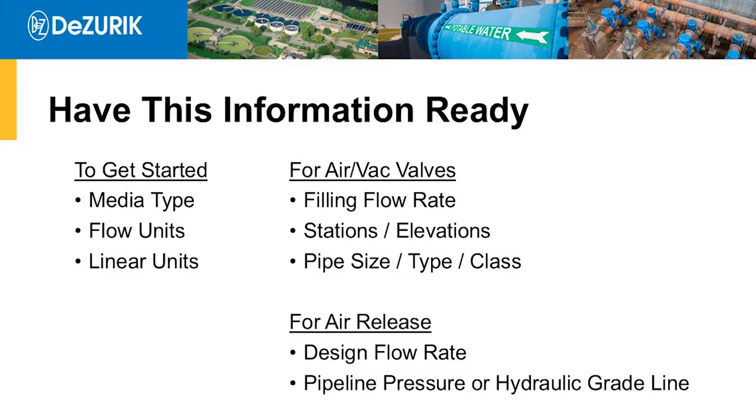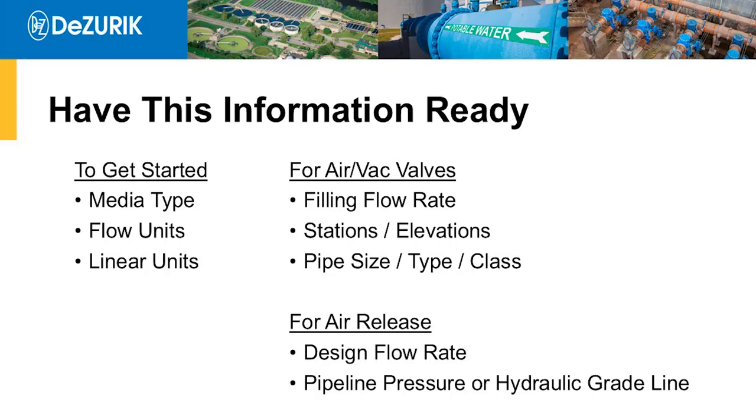From the last seminar, we learned that sizing for air exhaust depends on the filling flow rate. We also learned that vacuum protection depends on the size of the pipe and its slope. The size, type, and class of pipe also affect vacuum protection sizing. We know that to size air release valves, flow rate and pressure are required.